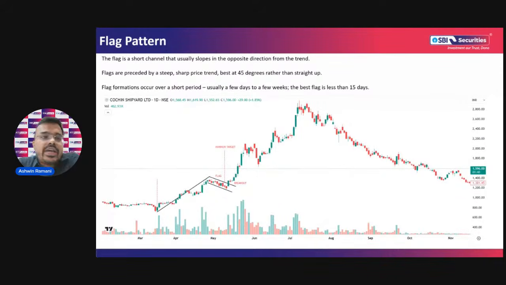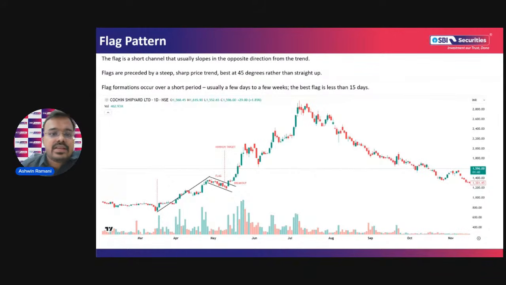Okay. Now the next pattern that we are going to learn is your flag and pole pattern. Again, it's one of the quite famous patterns here. So flag and pole, the flag is a short channel that usually slopes in the opposite direction of the trend. And the flags are preceded by a steep, sharp price trend, best at 45 degrees rather than straight up.